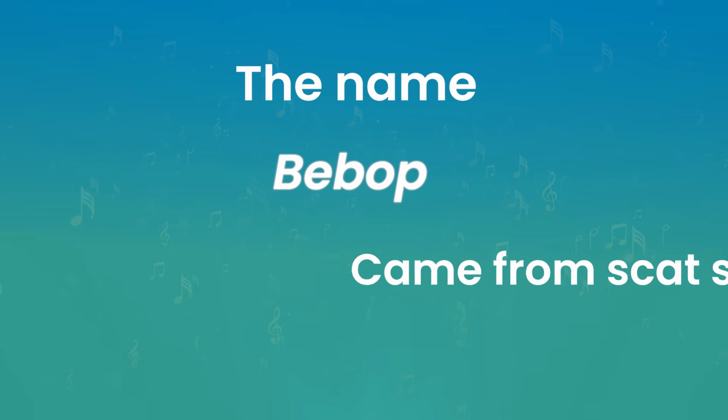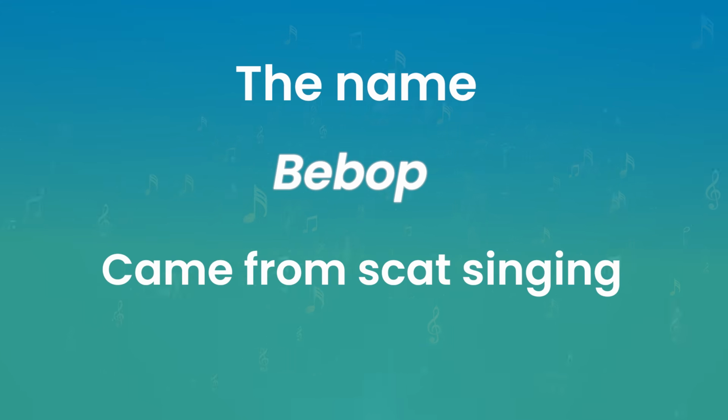So, the name bebop came from scat singing, where early jazz musicians like Dizzy Gillespie would imitate the music's rhythmic feel using sounds like "be" and "bop." These phrases mimicked the sharp, offbeat accents of the music and eventually became the name of the style itself.